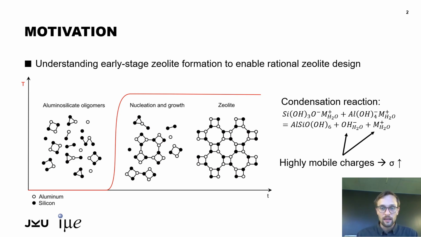Now, in highly alkaline conditions, there is a specific type of condensation reactions which releases highly mobile charges such as hydroxide ions and metal cations. And due to these condensation reactions, we actually expect that we should be able to monitor the crystallization process by means of the electric conductivity.